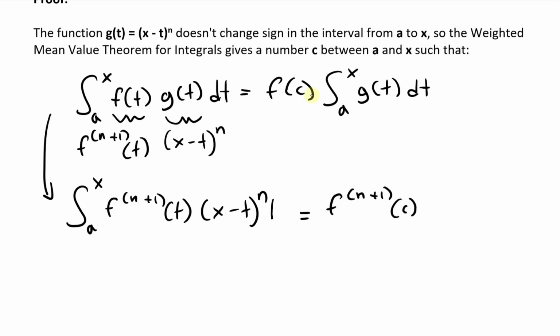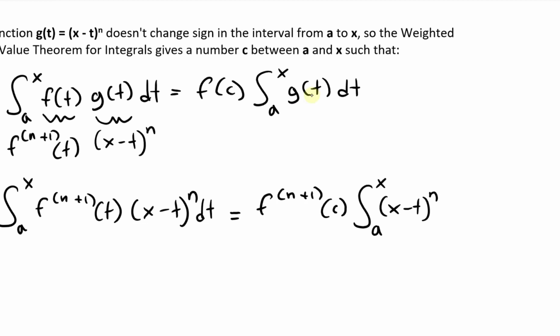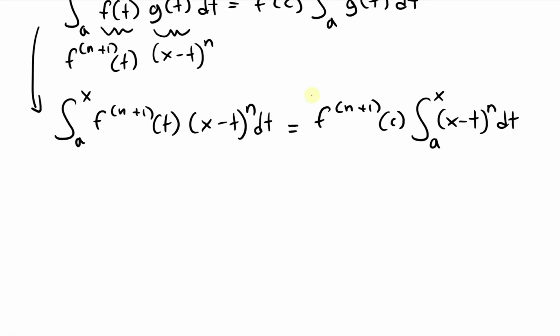This is going to be dt. This equals 2, and now the integral from a to x of (x minus t) to the power of n dt, like that. Alright, so now that we have this side over there, let's just evaluate everything that we can. So this is the n plus 1 derivative at c of f, and evaluating this is going to be x minus t, like that.